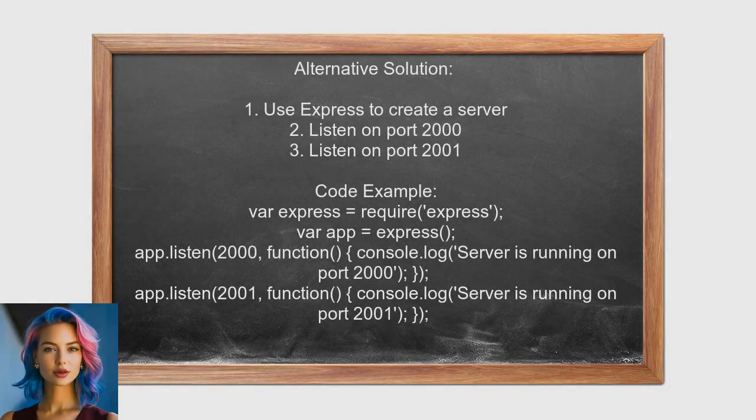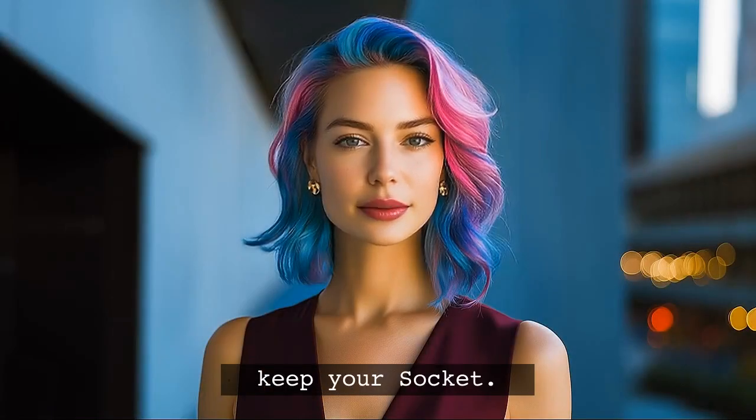An alternative solution provided by another user involves using Express to create a server that listens on two different ports. They set up an Express app and use the app.listen method to run the server on port 2000 and then again on port 2001.